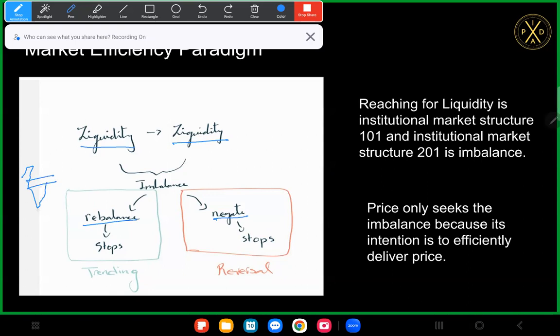And then after we rebalance, we should want to go back towards the stops, because as ICT says, reaching for liquidity is institutional market structure 101, and institutional market structure 201 is that imbalance, right? So when we rebalance that imbalance, we're going to go for those stops. This is attributed to a trending market. So when we have stops over here, here's that imbalance, and then we negate it. When we negate this imbalance, that's indicative of us wanting to go for those opposing stops, right? Here is that opposing stop.